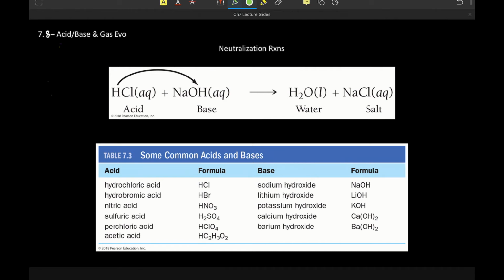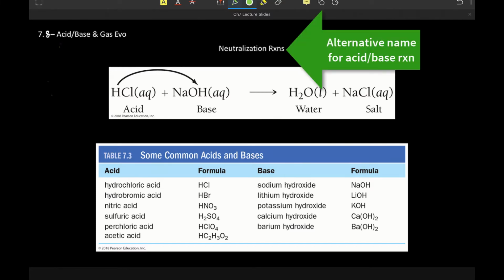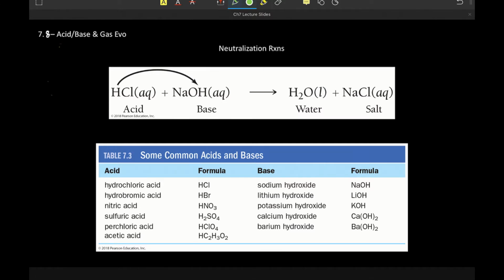Hello, Honors Chemistry, and welcome to 7.8, Acid-Base Reactions and Gas Evolution Reactions. I think the way this is going to split is this first one will cover acid-base and the second one will cover gas evolution. But let's talk about why they're grouped together. Going back to one of the questions in your outline, why are they grouped together? What do they have in common such that we would dump them together?